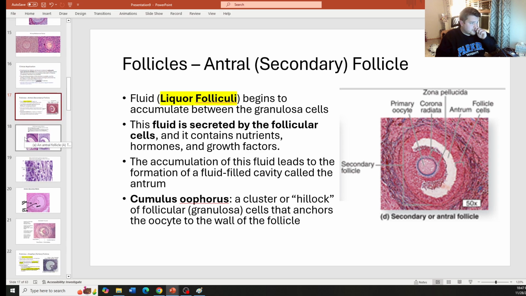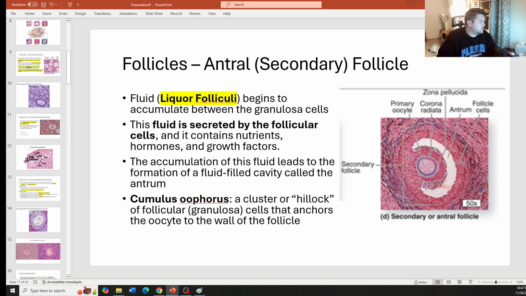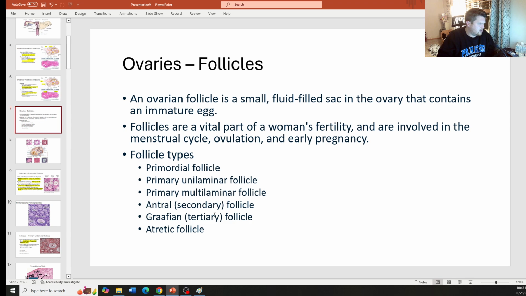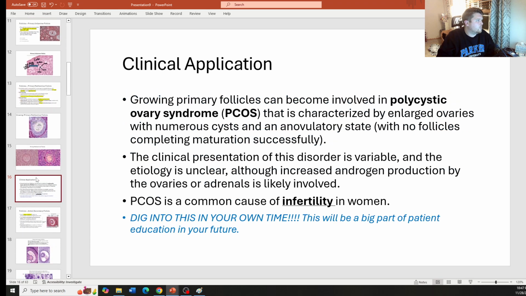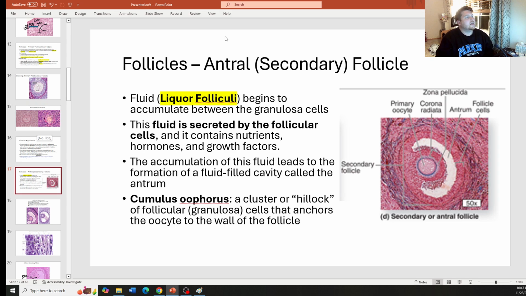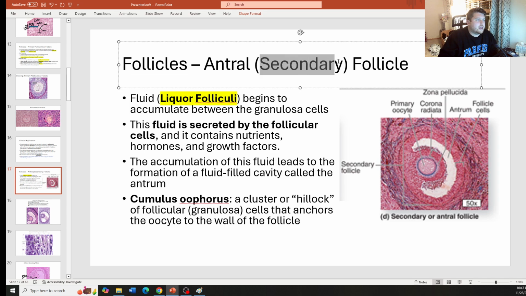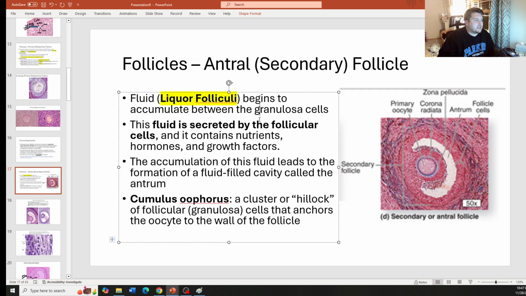Continuing with the follicles, the next step is an antral, or a secondary follicle. Let me just double check for some reason. Yeah, we wrote it in there. Good. Wanted to make sure everything looked nice. So the antral, or secondary follicle, is called secondary because now it's a secondary oocyte. We go from a primary oocyte to a secondary oocyte. Specifically, the oocyte inside of the whole structure is developing.